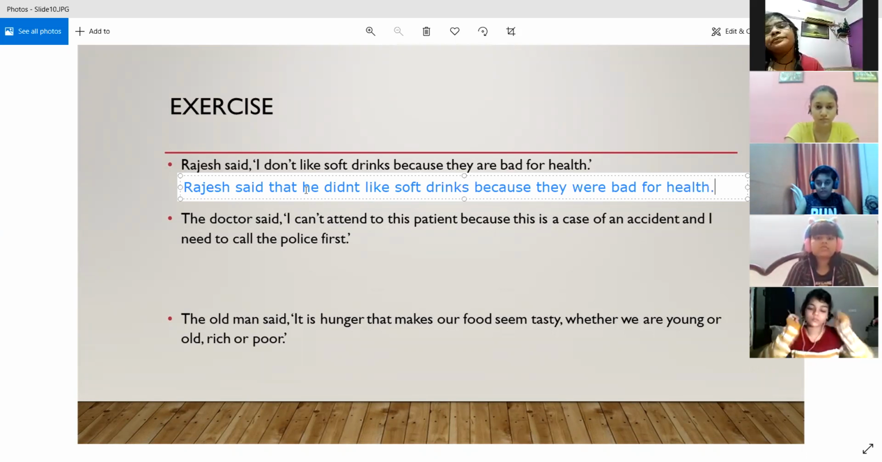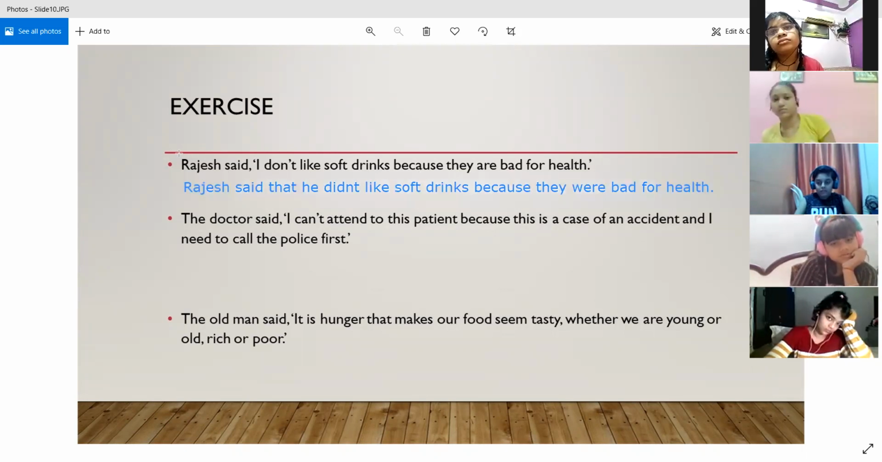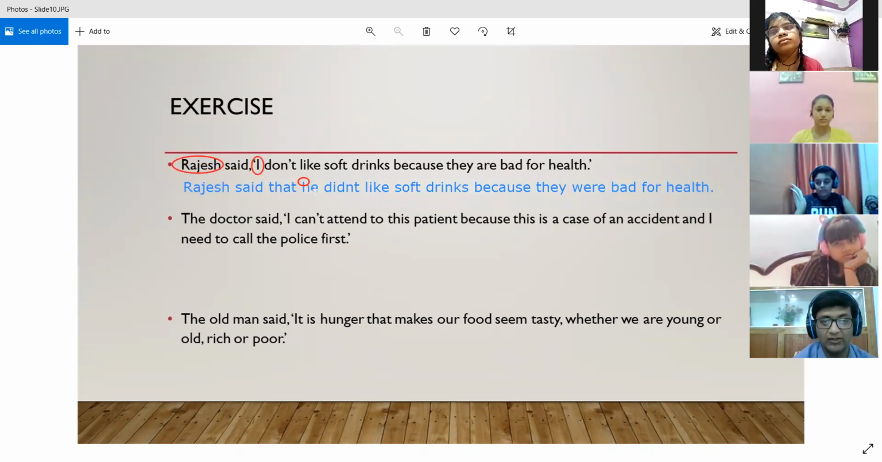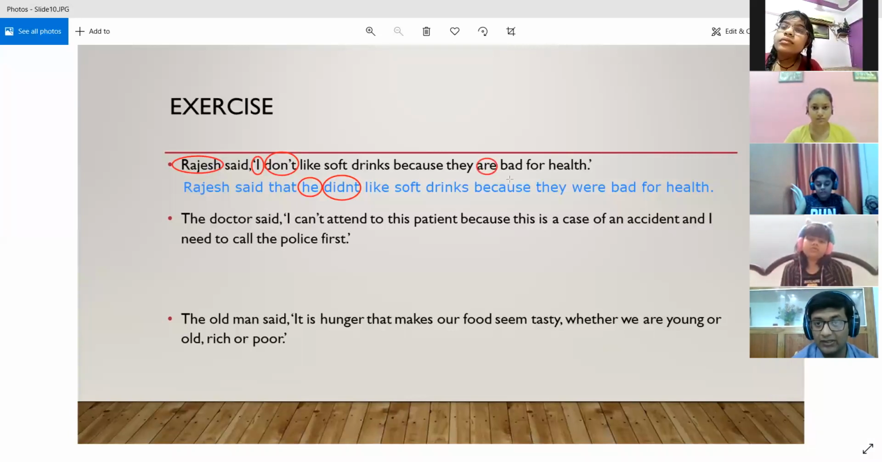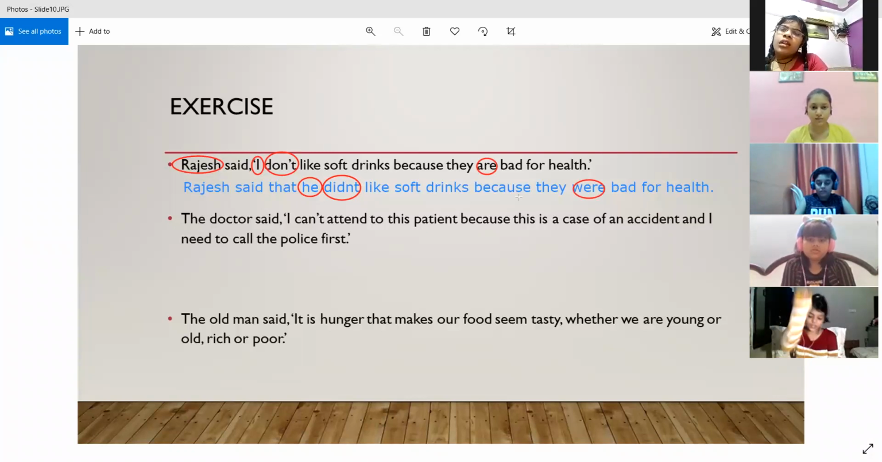So now see the changes that have taken place. First of all, we will find that Rajesh is present as the subject of the reporting verb over here. So naturally, this I is going to change. So it changes into he. Then this don't is present, which is simple present. So it changes into simple past didn't, right? Then we are seeing R is present, which is again simple present. So it has again changed into simple past, right? So they were bad for health. Got it? How we have changed everything? The tenses and the pronoun? Okay.